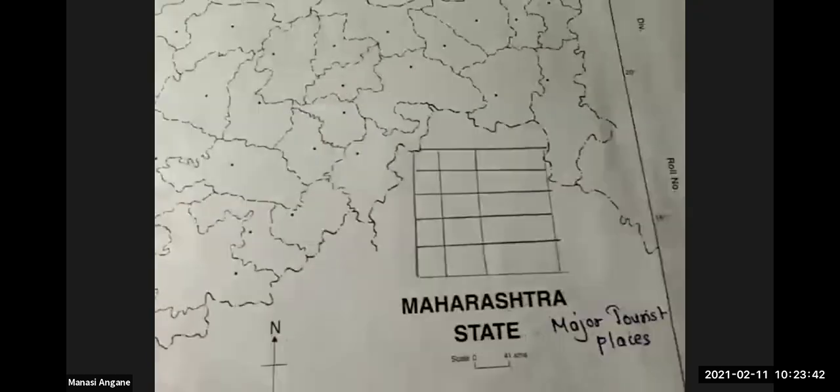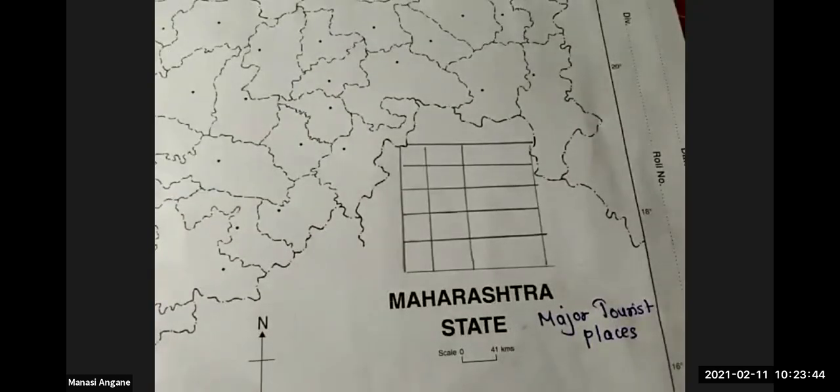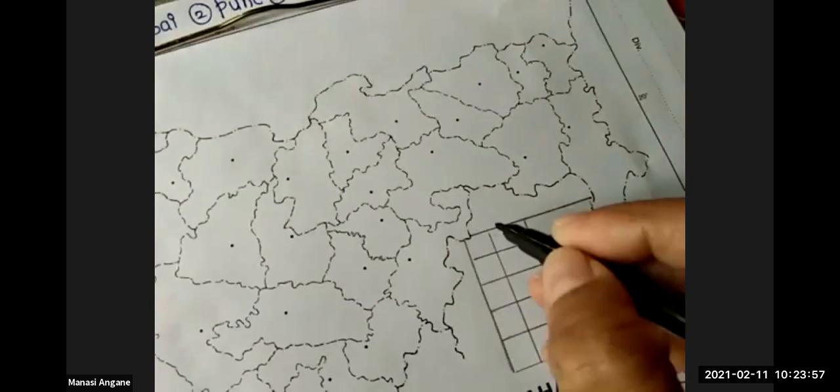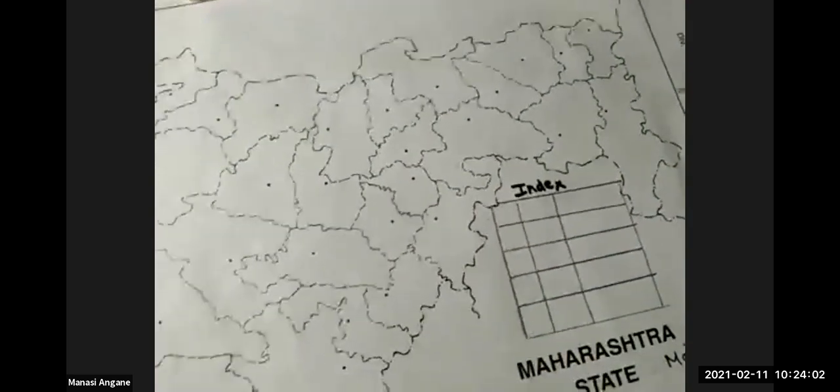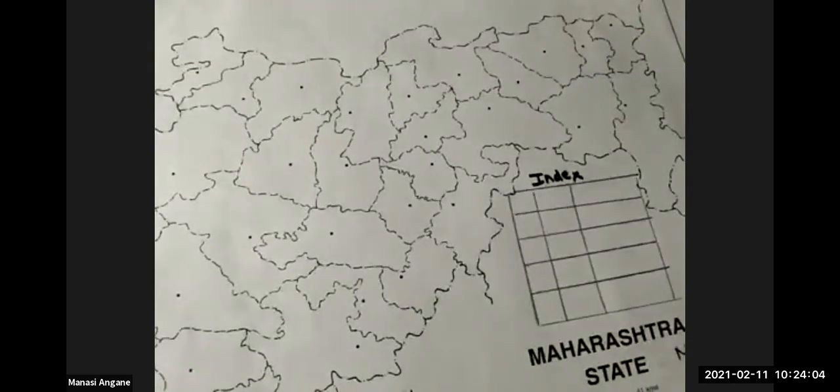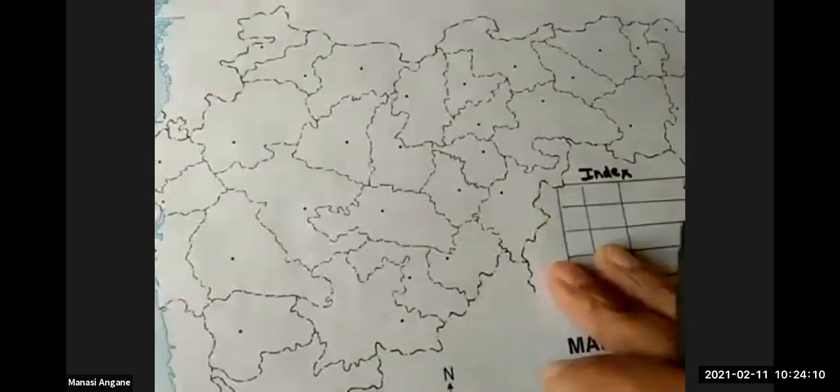Now, what is the title of this particular map? The title of this particular map is Major Tourist Places. Now, very important over here is to write an index. So, index is very important. Just make a column of it because we need to fill 5 places. So I have made a 5 column for this. So this is where we are going to write an index.